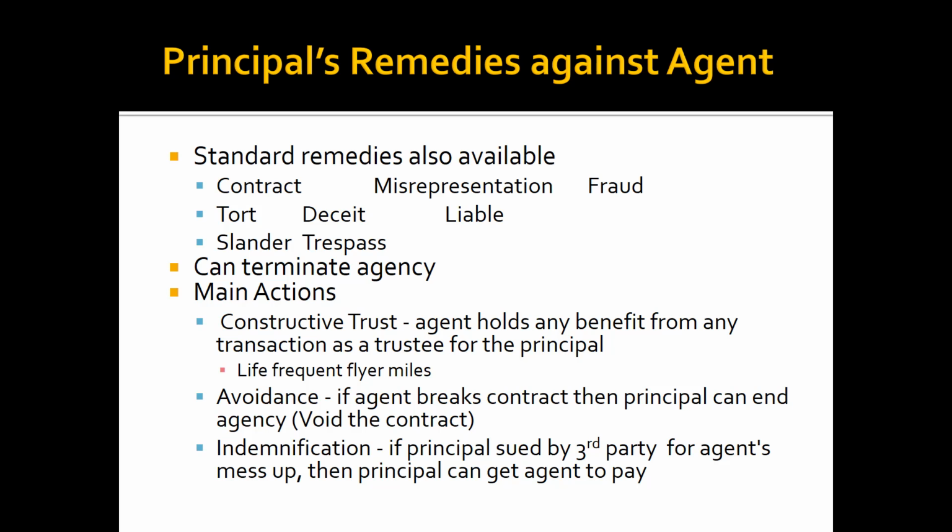So if I hire an agent to fly to Kansas to go through a junkyard and he earns frequent flyer miles, those belong to me as the principal, not him. Avoidance. If the agent breaks a contract, the principal can end the agency, that is, avoid the contract. And indemnification. If the principal is sued by a third party for some agent's mess up, then the principal can get the agent to come in and defend him.